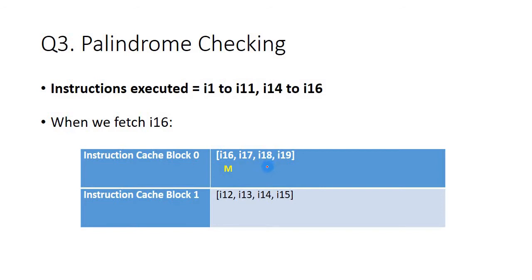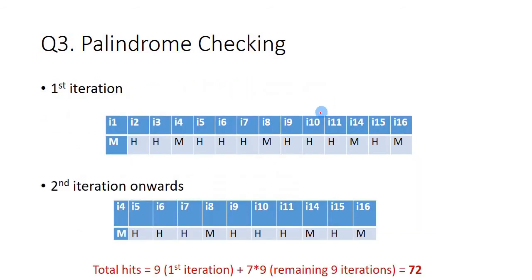So 16 will be a miss, because it's the start of a new 4 instruction block. Subsequently, if you recall, after instruction 16, I go back to instruction 4. I don't go back to instruction 1. The loop goes back to instruction 4. So if I look at the whole sequence, the first iteration is from 1 all the way to 11, then 14 to 16, and from 16 I jump back to instruction 4. So the second iteration onwards is instruction 4 to instruction 16.